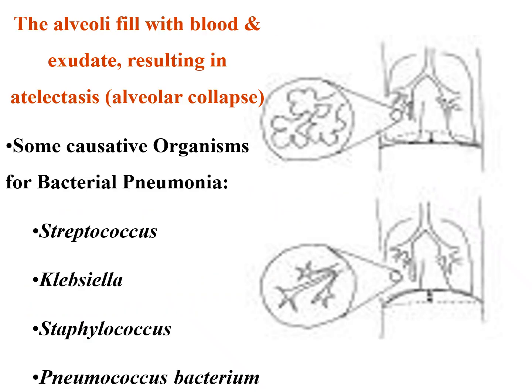So the alveoli wind up filling with blood and exudate, resulting in atelectasis or alveolar collapse. And some of the causative organisms for pneumonia or bacterial pneumonia include streptococcus or strep, Klebsiella, staph infections, as well as the pneumococcus bacterium itself.